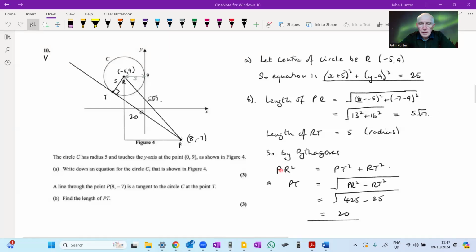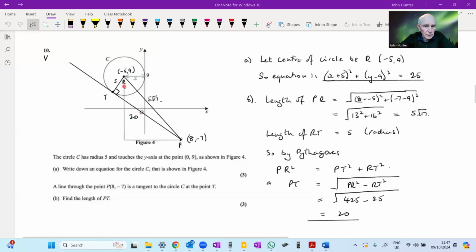Okay, we've got a worked example here for a coordinate geometry circle problem. This is a sort of typical A level, probably more AS level kind of problem, but it brings out a couple of useful things. Let's have a look. The circle C has radius 5 and touches the y-axis at the point (0, 9), as shown in the diagram. Write down an equation for the circle.